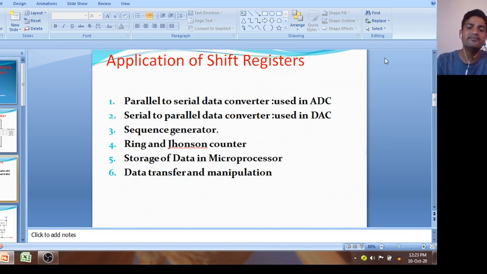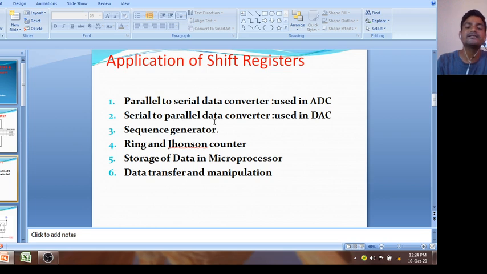Next, it can be used to convert serial data into parallel data, and it is used in DAC, digital to analog converter. Okay, you will see analog to digital converter and digital to analog converter in the next semester in microprocessor. And when we use a serial in parallel out shift register, you can convert serial data into parallel data.